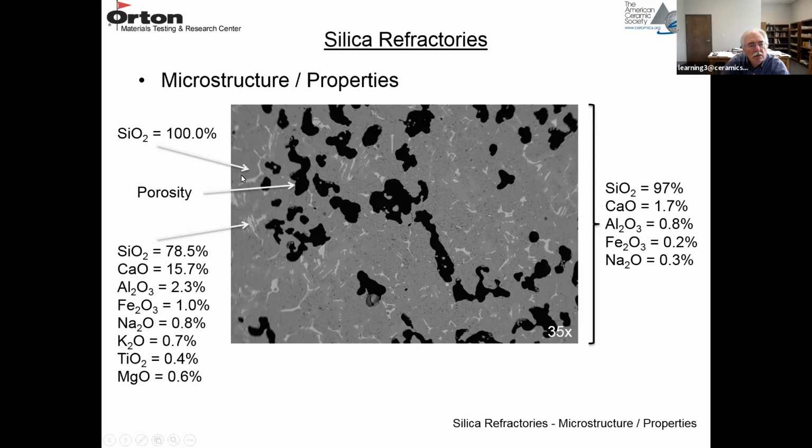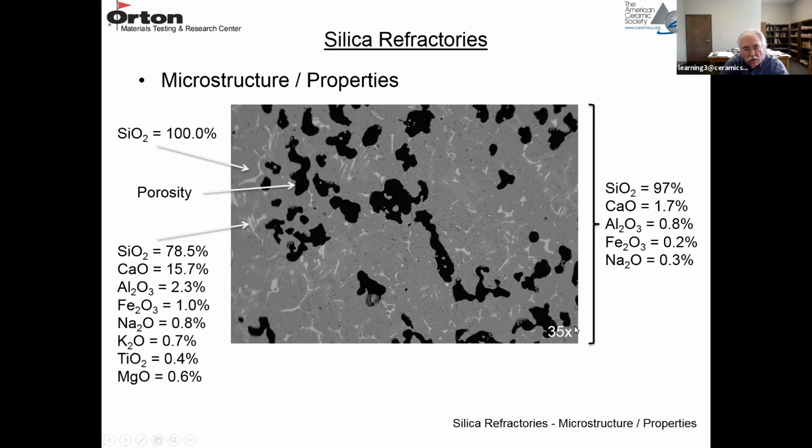The medium gray colored material are the silica crystals. They show up as 100%. You can barely see their grain boundaries. And then the really light colored material is the silicate glass that was formed. That silicate glass is about 78% SiO2 and 15 or 16% CaO. That's where your mineralizer is concentrated, in this glassy phase. And then all the other impurities tend to dissolve in the glass: alumina, Fe2O3, the alkalis, sodium and potassium, TiO2 and MgO.